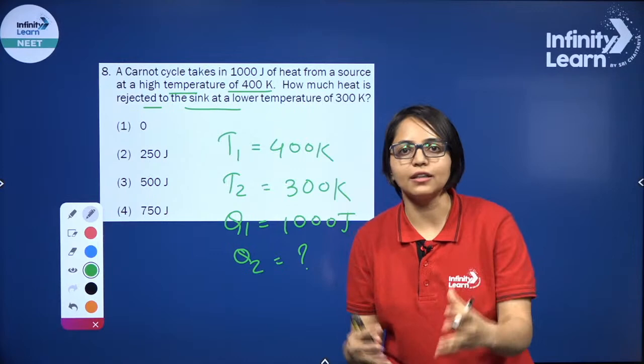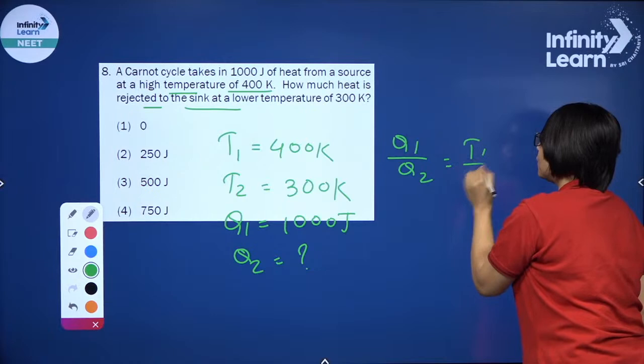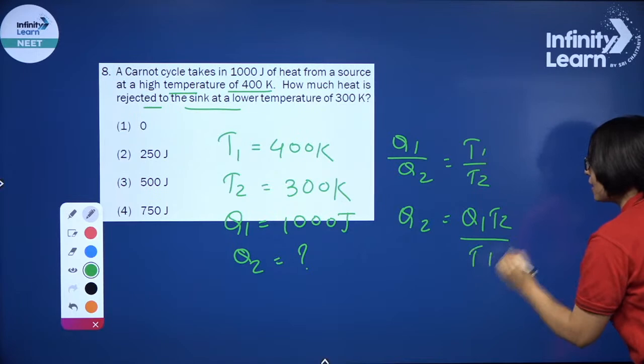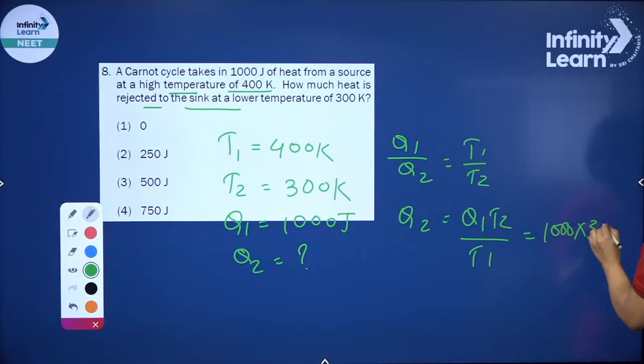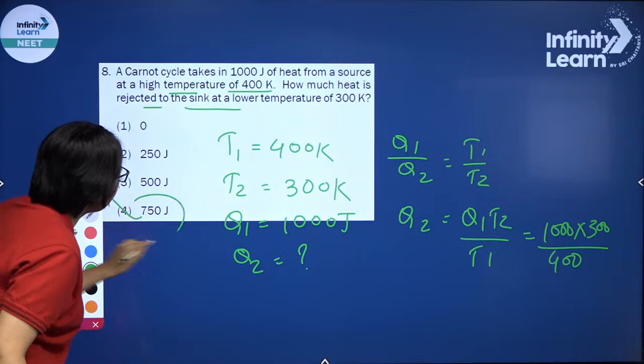Right? So Q1 upon Q2 is equal to T1 upon T2. So Q2 will be Q1 T2 divided by T1, right? Q1 is 1000. T2 kya ho jayega? 300 divided by T1 is 400. Isko aap solve karoge, aapko correct answer milega value of Q2 as 750 joules. Kitna aa jayega? 750 joules. Theek hai. Well done bachcho, well done.